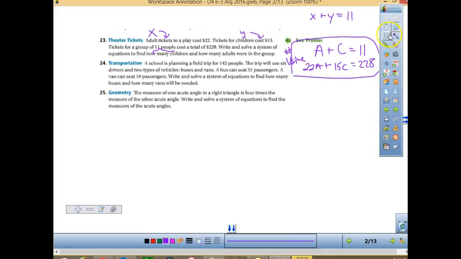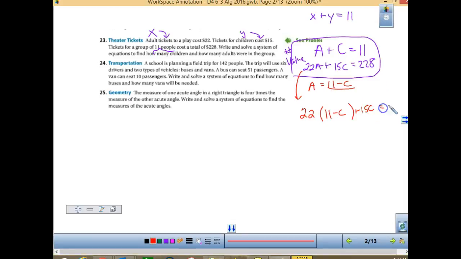Now, would it make sense, if I was looking at those 2 equations, that maybe I'm going to take the first one and solve for A, and A equals 11 minus C, and now I'm going to go to this equation and substitute. So when you substitute, you're keeping the equation the same, 22, but instead of A, I use 11 minus C. I still have plus 15C, and I still have the equal to 228.